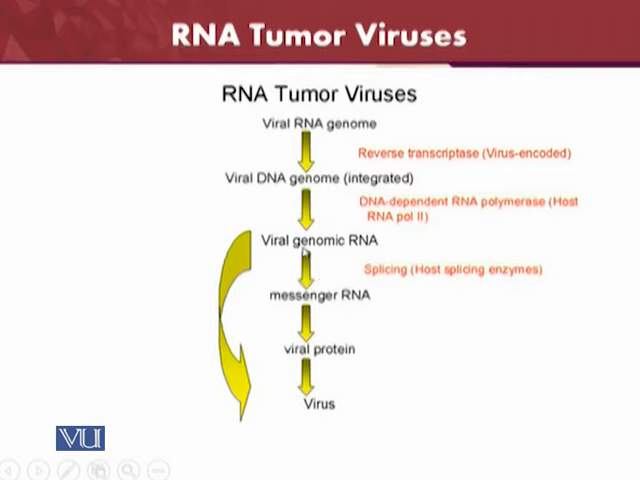Then the viral genomic RNA will be made. After that, the DNA-dependent RNA polymerase, the host machinery RNA Pol II, converts it into viral genomic RNA. Then for translation, the transcript is converted into messenger RNA through splicing, and then the messenger RNA makes the viral proteins, and then the virus will be formed, using the host machinery. This is the life cycle of the RNA tumor viruses.